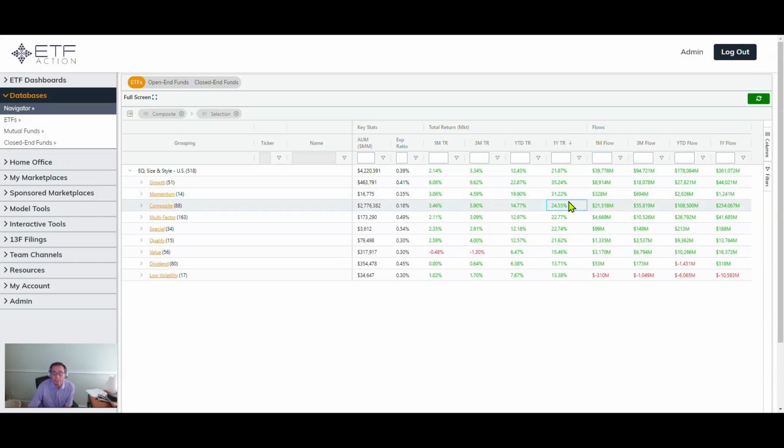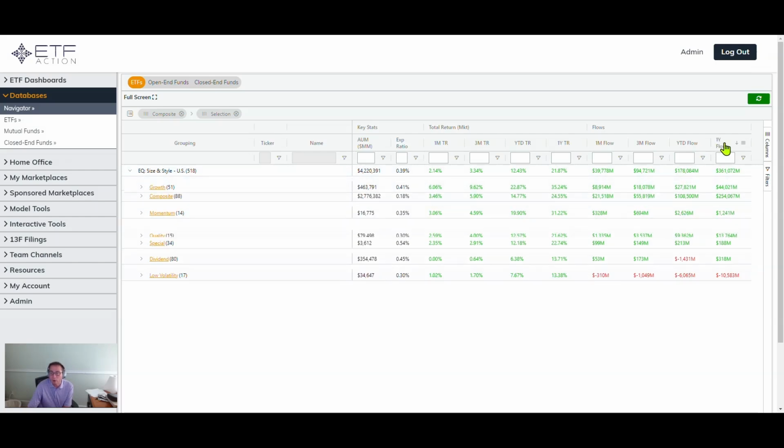Our composites, which is mostly made up of market cap weighted strategies, those 88 funds are up 24.55% on average. Multi-factor, that specialty factor, is up there with those 34 funds. And then of course your more value centric dividend, value, and low volatility are by far your worst performing. So pretty big divergence of return when we group up using that classification system.